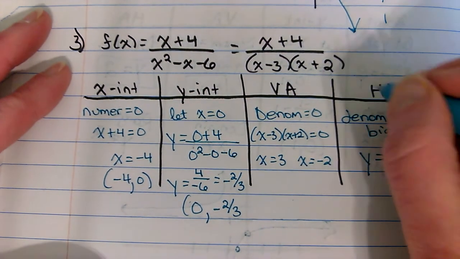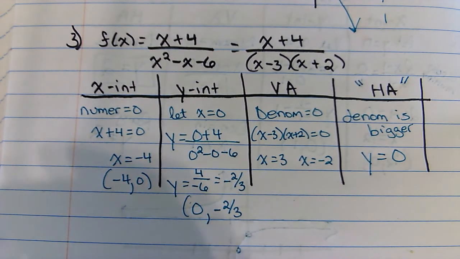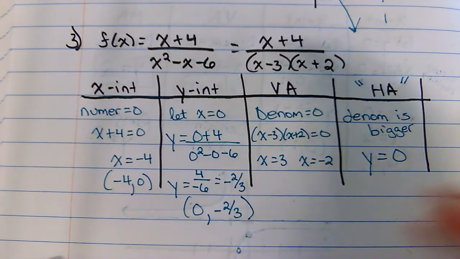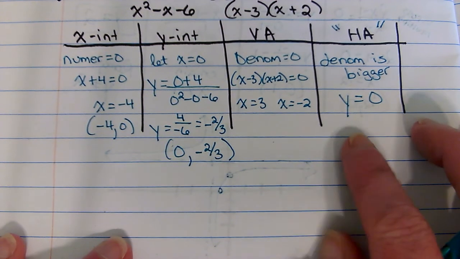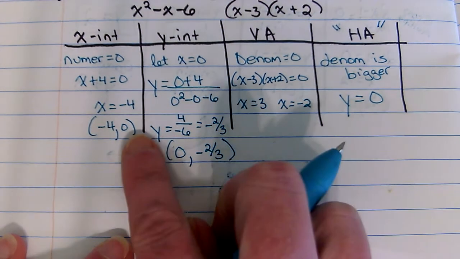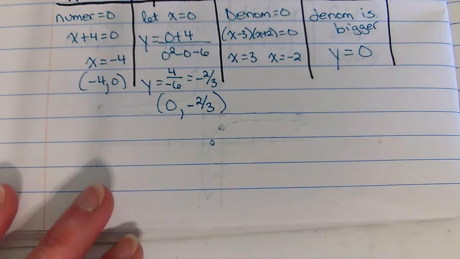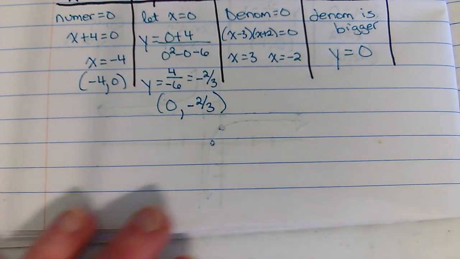And I'm going to put quote marks around it. Sometimes it is not a strict horizontal asymptote unless they divide evenly. If you actually look at the graph, this one does cross the x-axis. It crosses when y is 0 because we do have an x-intercept. So it's not a strict horizontal asymptote in this problem.